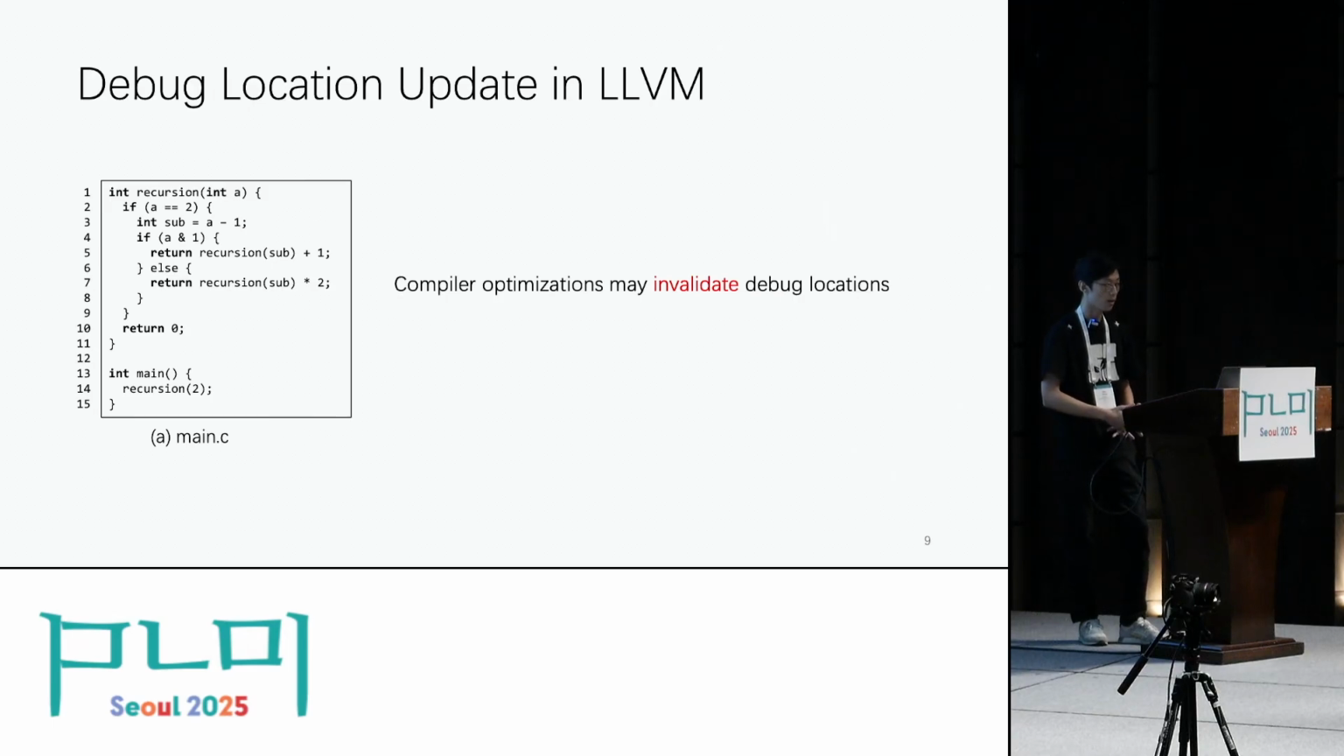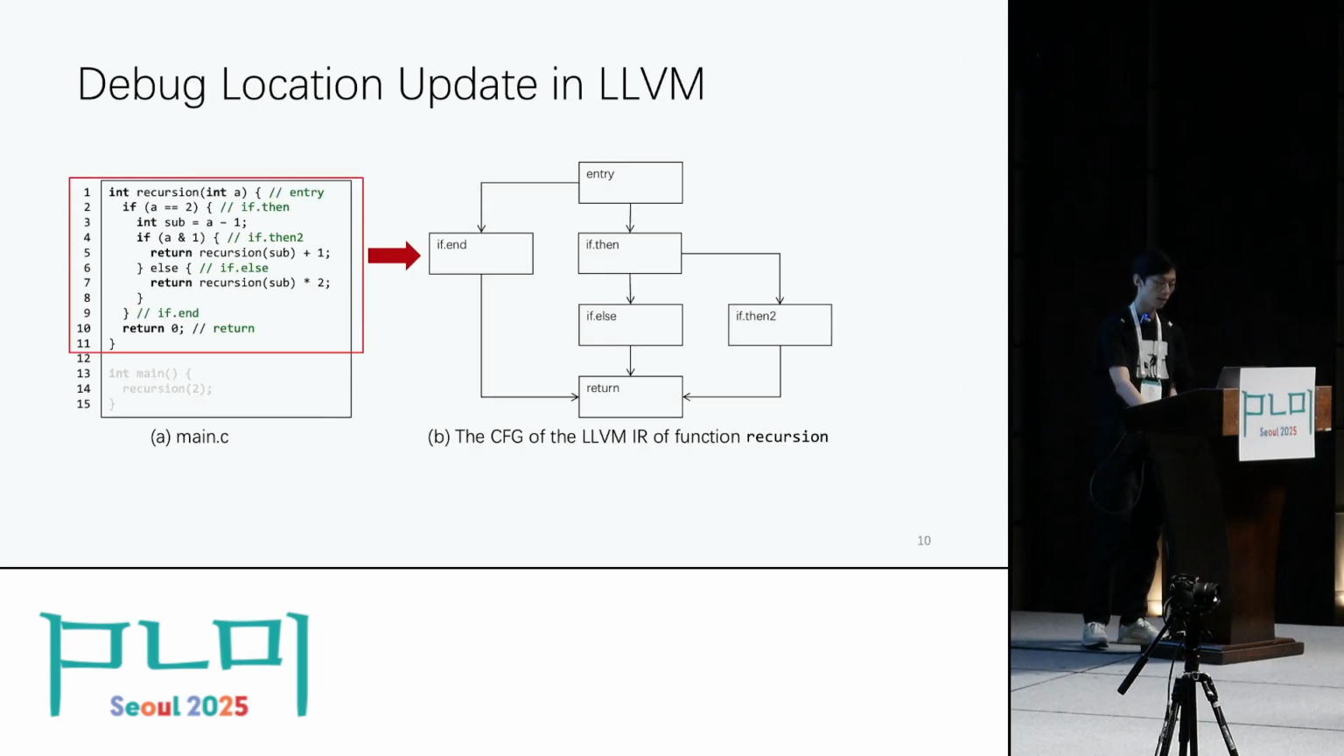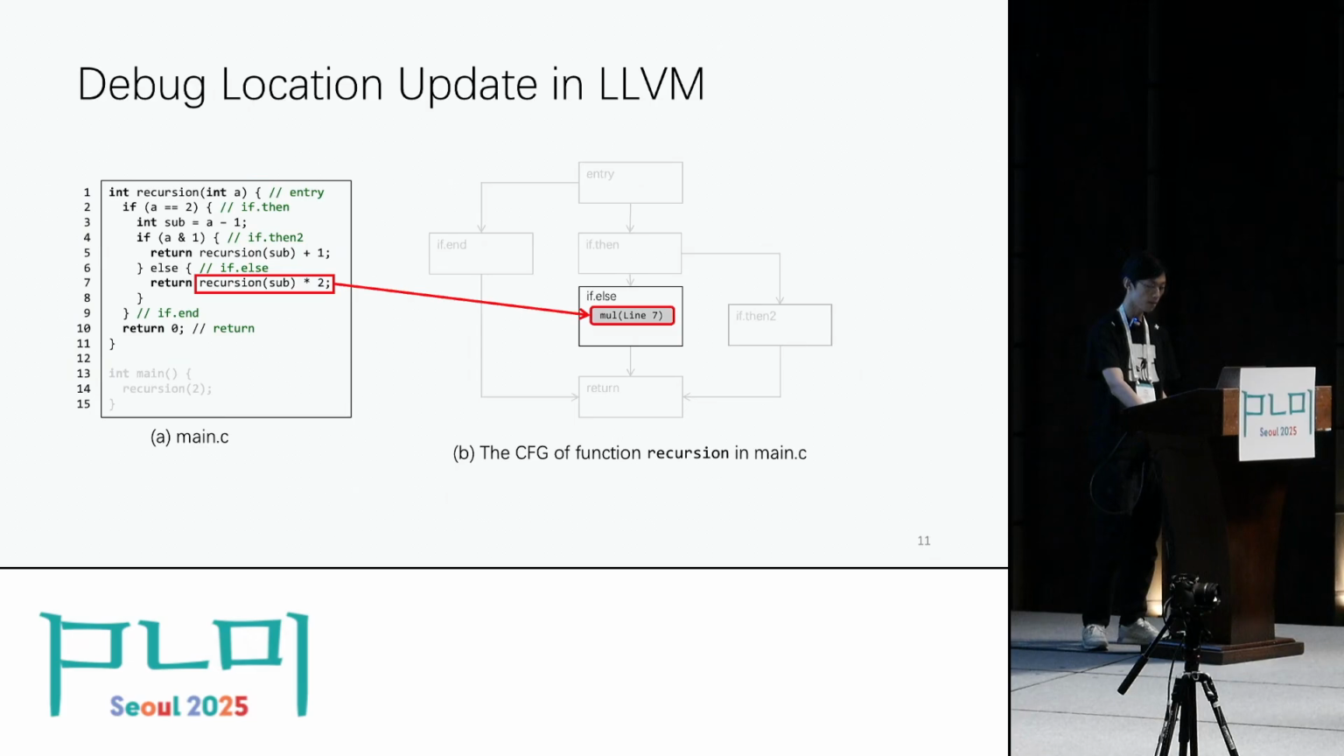However, compiler optimizations may invalidate debug locations. Consider the function recursion in the C code. I'll show you how compiler optimization invalidates debug locations on the control flow graph of its LLVM IR. The multiplication expression in line 7 is compiled to the LLVM IR instruction mul in the basic block if.else. In this and the following examples, we use the line number in the source code to denote the debug location attached to the instructions.